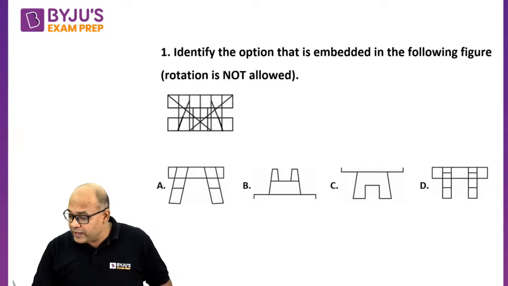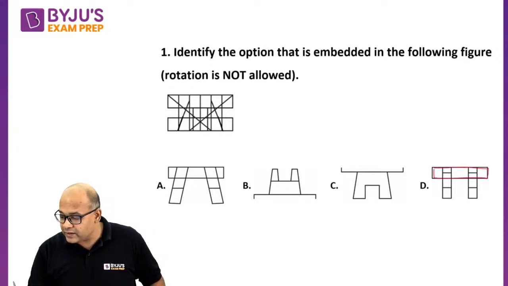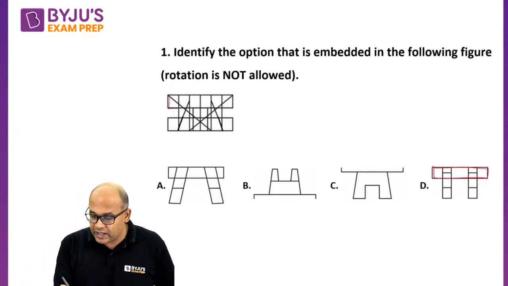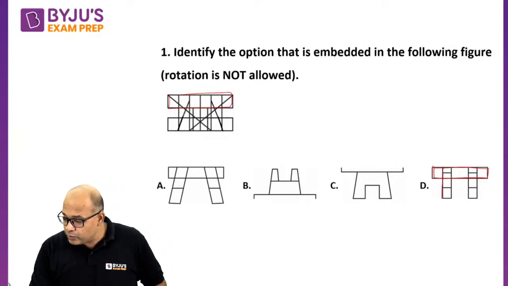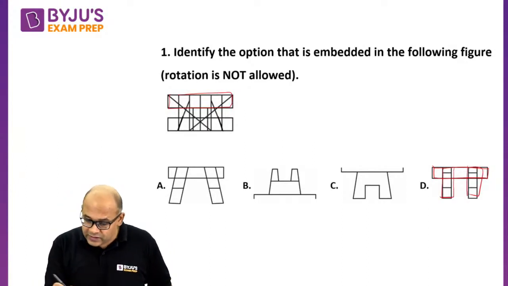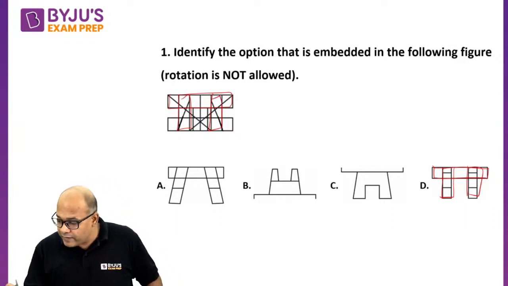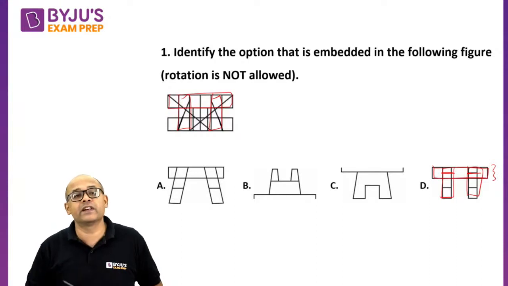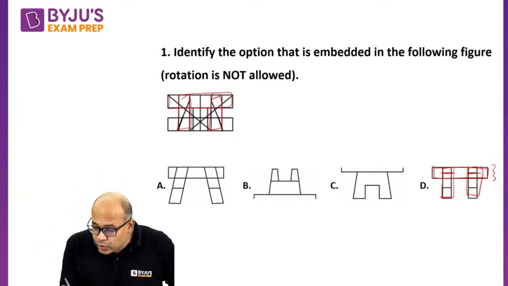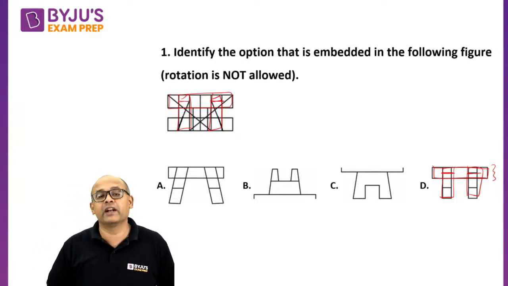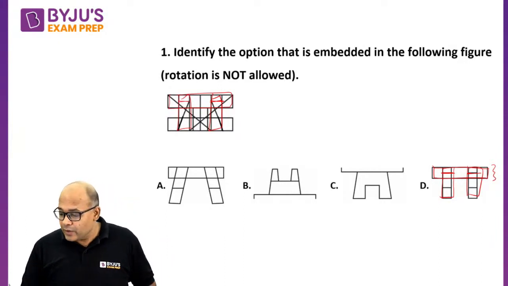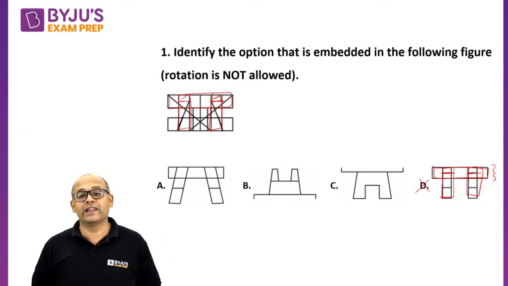If you look at option D, you have this rectangular bar, which is fine. You have a rectangular bar here. You have two more rectangular bars here, and two more rectangular bars vertically over here. However, you need to have a cut inside the first rectangular bar, but you don't have a cut here. That is the reason why option D is also incorrect.